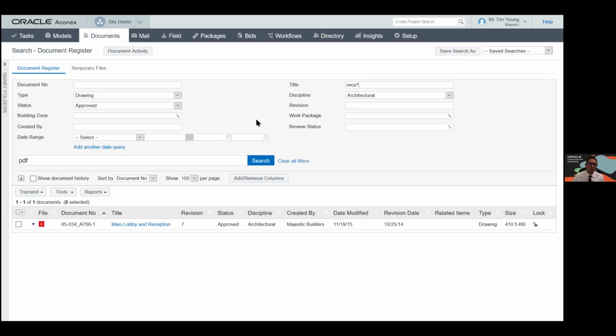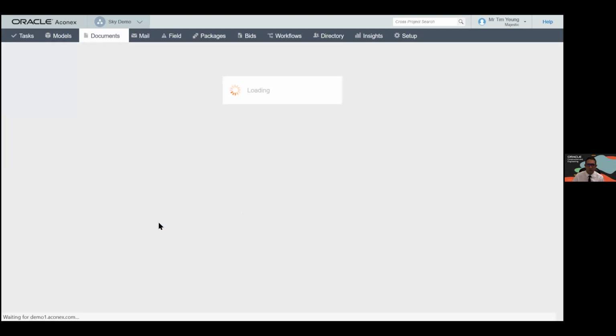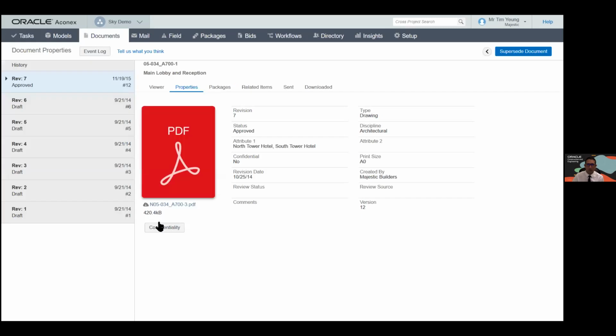So the ability for you to hunt down a document and see the various versions that existed. For instance here, we've got a revision 7. Automatically that tells you the other versions that existed. So if we click on here, the system will now open the most up-to-date document.